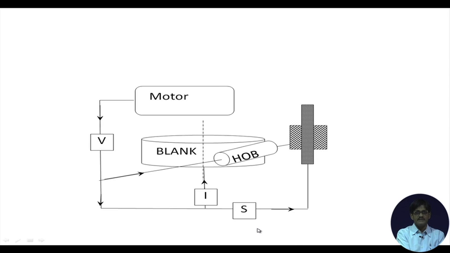Another one, what about this? Can we have this sort of a location? V is in the correct position because a change in V changes the RPM of the Hobb, but I has been shifted here. Does it cause any problem? It is still in the loop between the Hobb and the blank, and therefore there is absolutely no problem, it can control the number of teeth to be cut. However, we see that it is also in the line between the blank and the vertical movement of the Hobb.